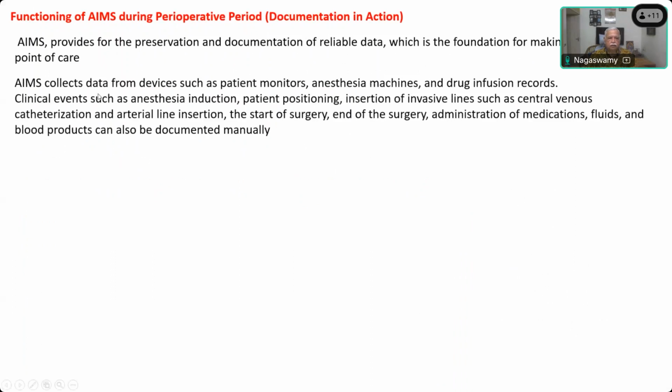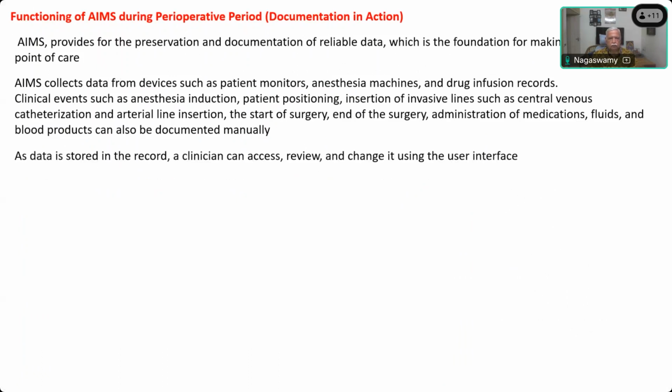And the AIMS collect data from devices such as patient monitors, anesthesia machines, even drug infusions which are going on, and clinical events that are happening like anesthesia induction, patient positioning, insertion of invasive lines such as central line, catheterization, arterial line placement, start of surgery, end of surgery. All these things what we were manually writing down in our anesthesia record has now been automated by the information going into a computer and getting stored, and what blood products were used, all of which were manually documented, are now done by the computer.